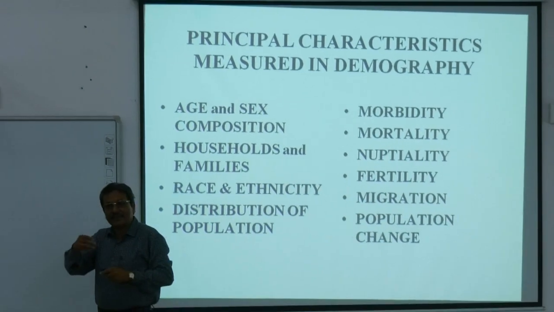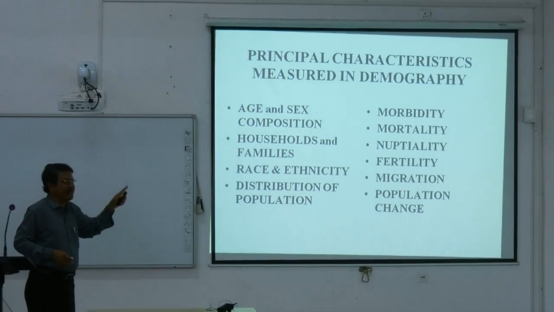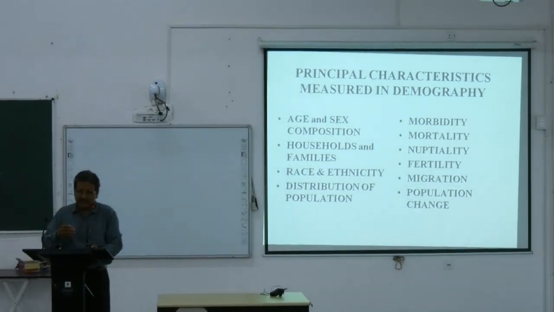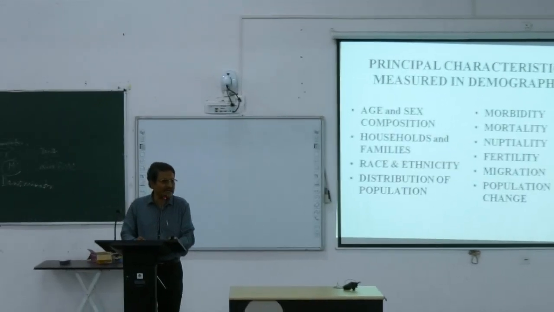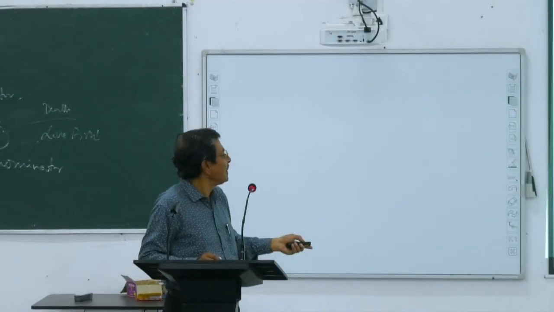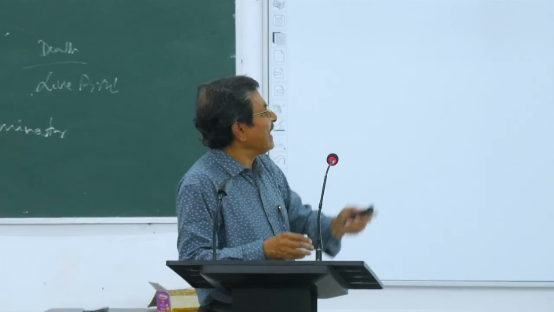Morbidity, we can discuss epidemiology, mortality, and fertility. These are the questions you will be asked, so many of these things. There are different statistics we discuss in detail. In general, age-sex composition, I have already told you the age classification of adults, sex composition.